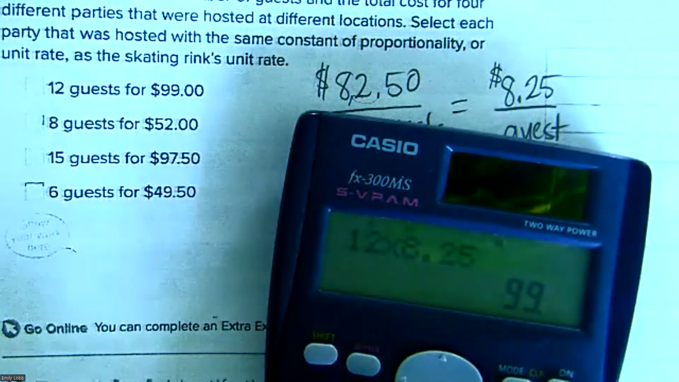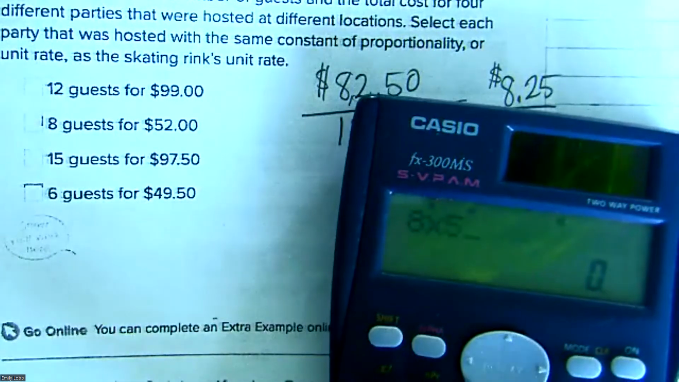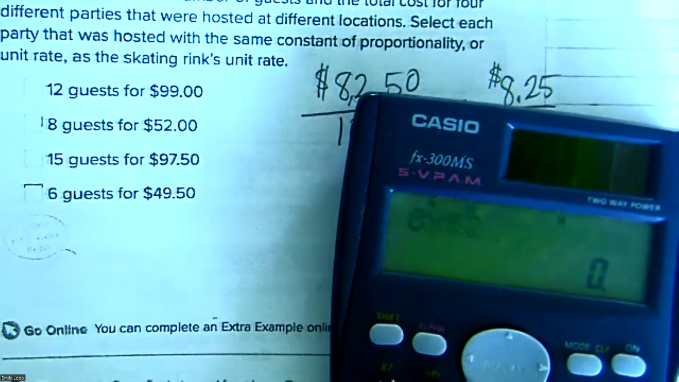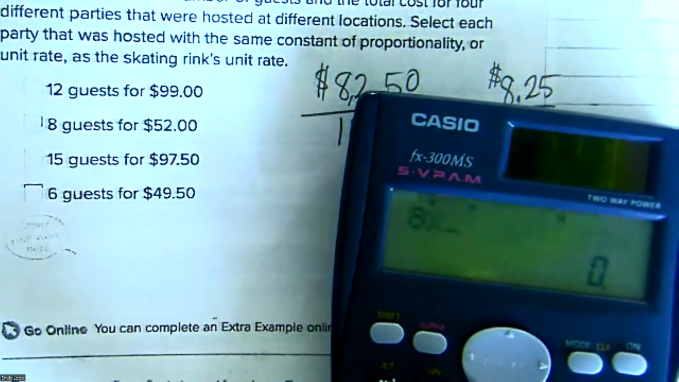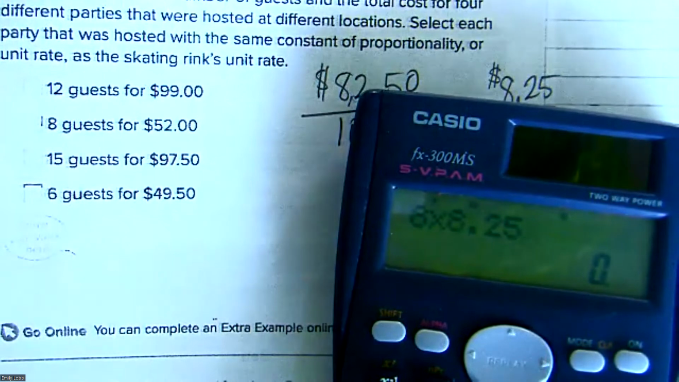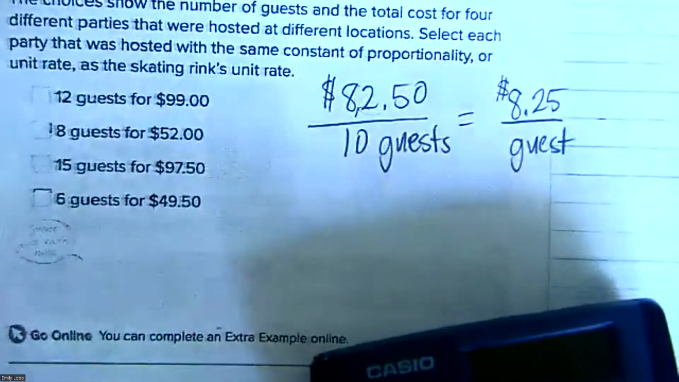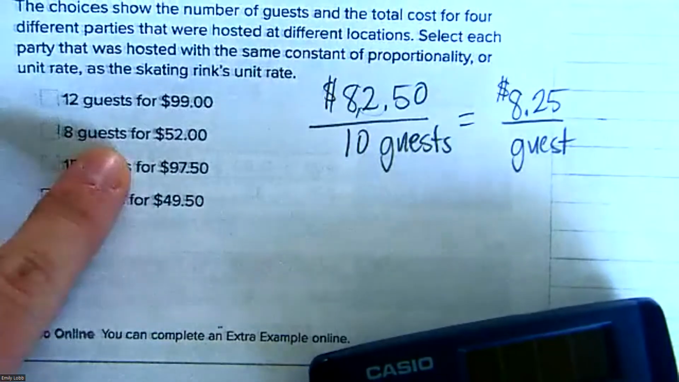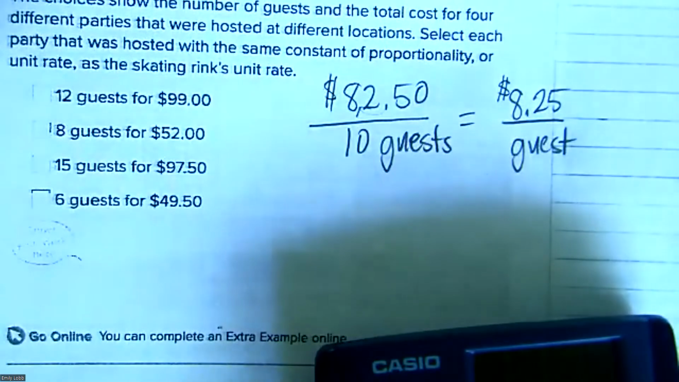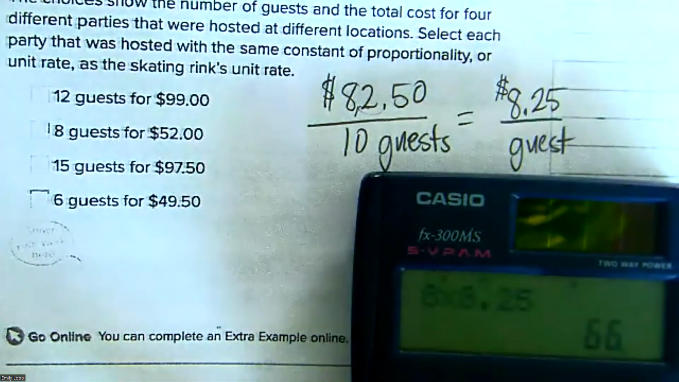Is 8 times $8.25 equal to $52? We should know right away by looking at it, 8 times 8 is 64, so that wouldn't work, right? So we put a check mark here for 12 guests. 8 guests for $52 was not the same unit rate.